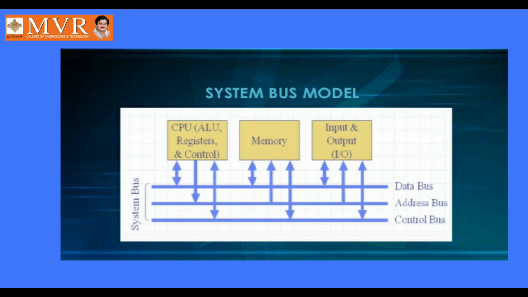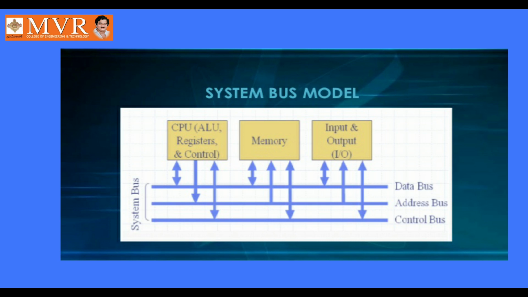The data bus is connected with all three devices in bidirectional: the CPU, which contains the arithmetic logic unit, control unit, and also some registers; the memory, which may be primary memory or secondary memory, nothing but a storage device; and the peripherals, input devices and output devices. So the data bus is connected with all these three in bidirectional. It sends the data to all these devices and also receives the data, to communicate with different lines.